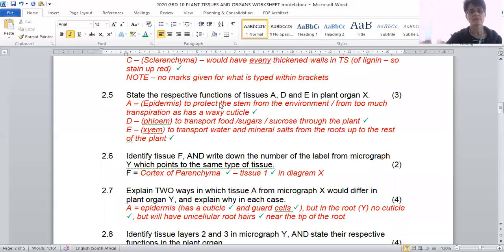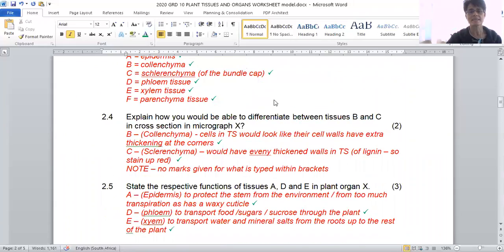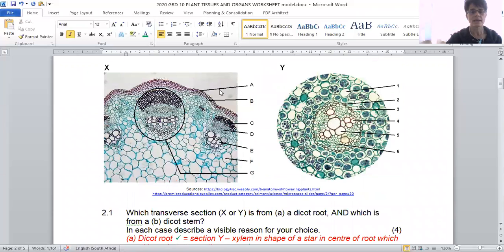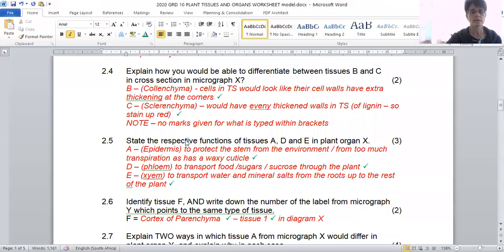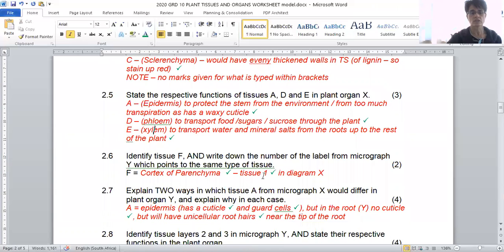2.5, state the respective functions of tissues A, D, E in organ X. So A is epidermis, D is phloem, and E is xylem. So no mark for what they're called. Epidermis protects the stem from the environment, from too much transpiration, as it has a waxy cuticle, etc. The phloem transports food, sugars, sucrose through the plant. This should say xylem. Let's put that in. The xylem is to transport water and mineral salts from the roots to the rest of the plant. So only a mark for the function.